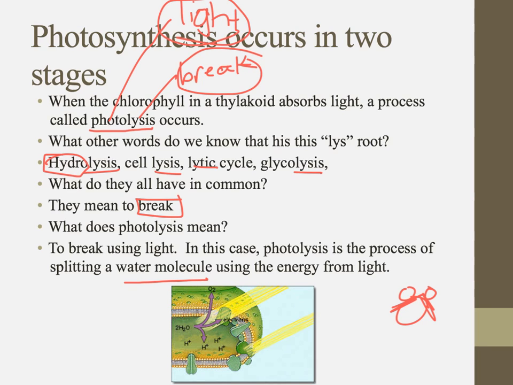That, of course, is going to happen in the thylakoid. So here's a thylakoid, and I know it has to be a thylakoid because thylakoids contain chlorophyll, and chlorophyll is the pigment that actually absorbs the light.